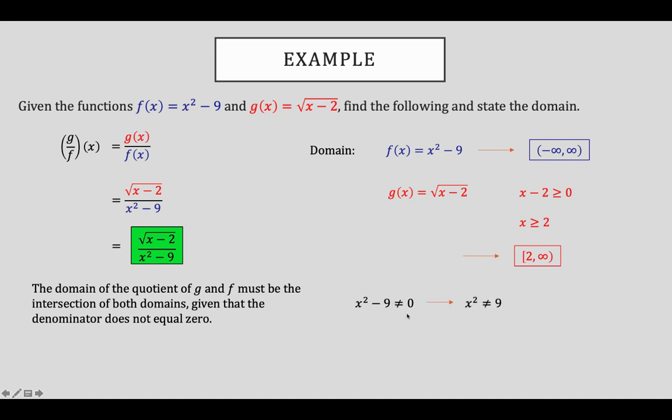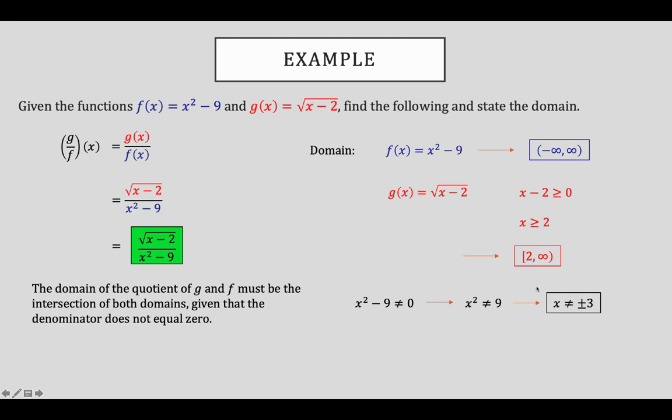Well, let's add 9. That gives me x squared cannot equal 9. And taking the square root of both sides of that equation tells me that x cannot equal positive or negative 3. So what this means is that the domain of my combination, root x minus 2 divided by x squared minus 9, has to be where all three of these domains intersect.